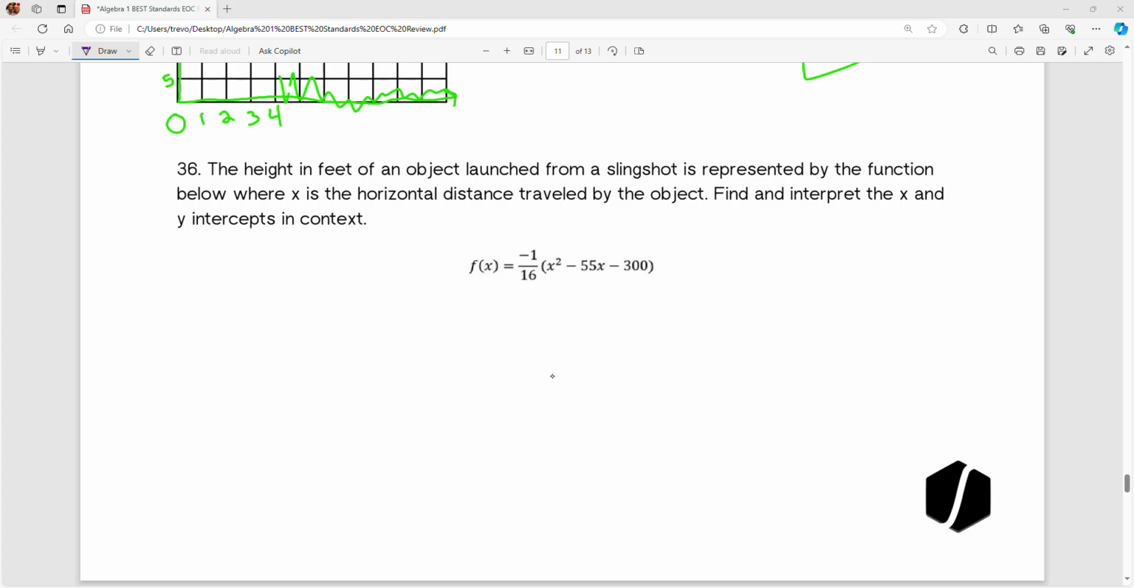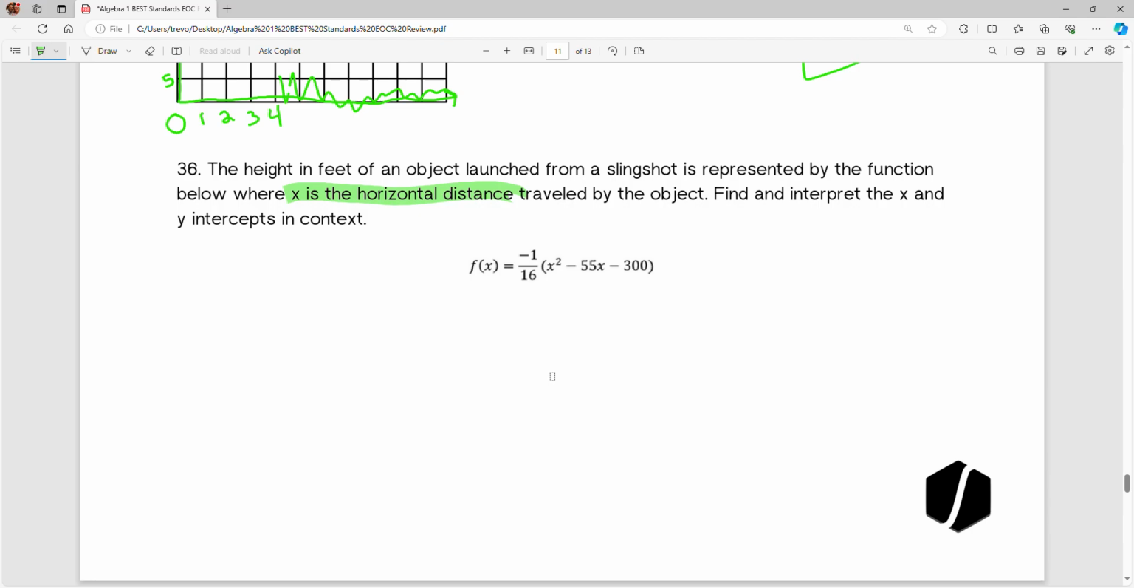The height in feet of an object launched from a slingshot is represented by the function below, where x is the horizontal distance traveled by the object. Find and interpret the x and y intercepts in context.